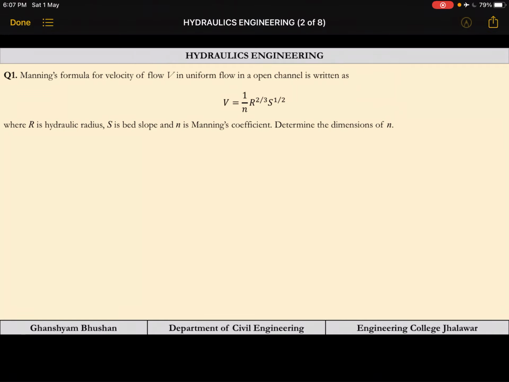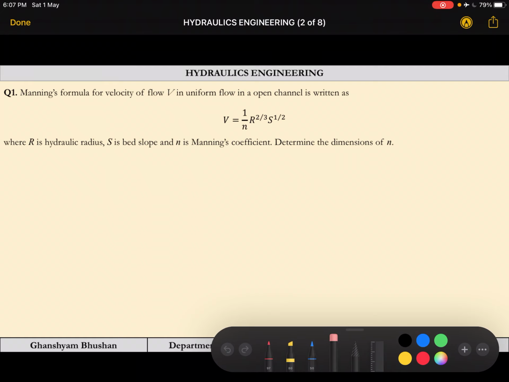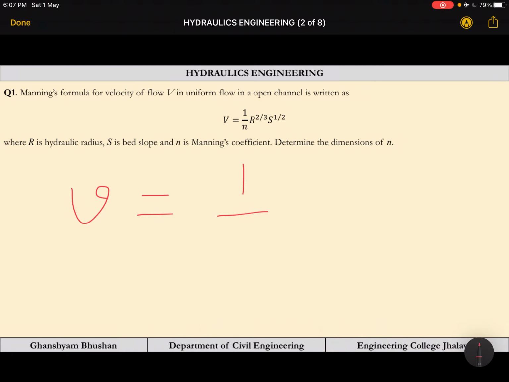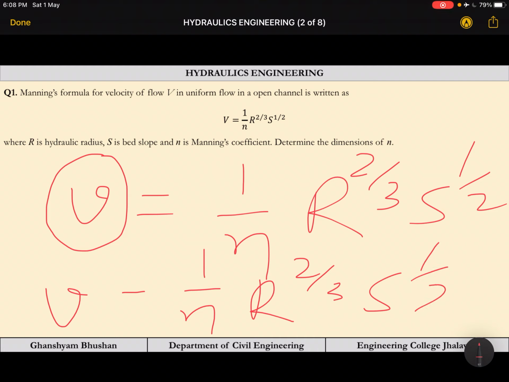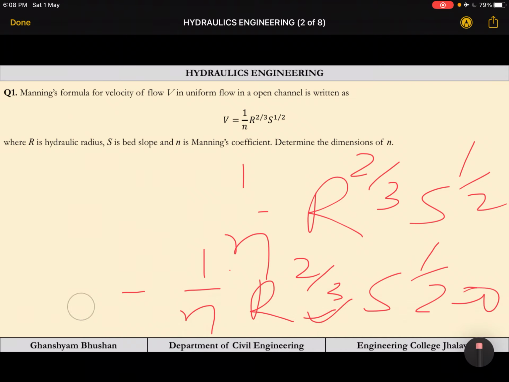So what would be our approach, how we are going to solve this? This you have done in your previous classes. We have velocity equal to 1 by n r raised to power 2 by 3 s raised to power 1 by 2. By dimensional homogeneity, we can say v minus 1 by n r raised to power 2 by 3 s raised to power 1 by 2 will be 0. So these two terms are additive in nature. That means both the quantities should have the same dimensions.